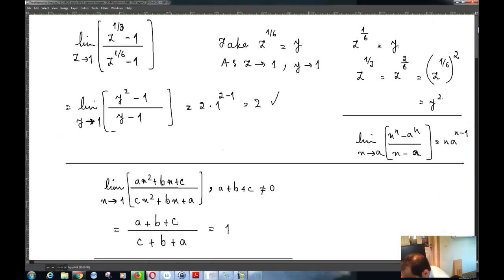Okay, so the next one is a little bit tricky. Okay, so the next one is number 17, which is the limit of cos 2x minus 1 over cos x minus 1 as x tends to 0.